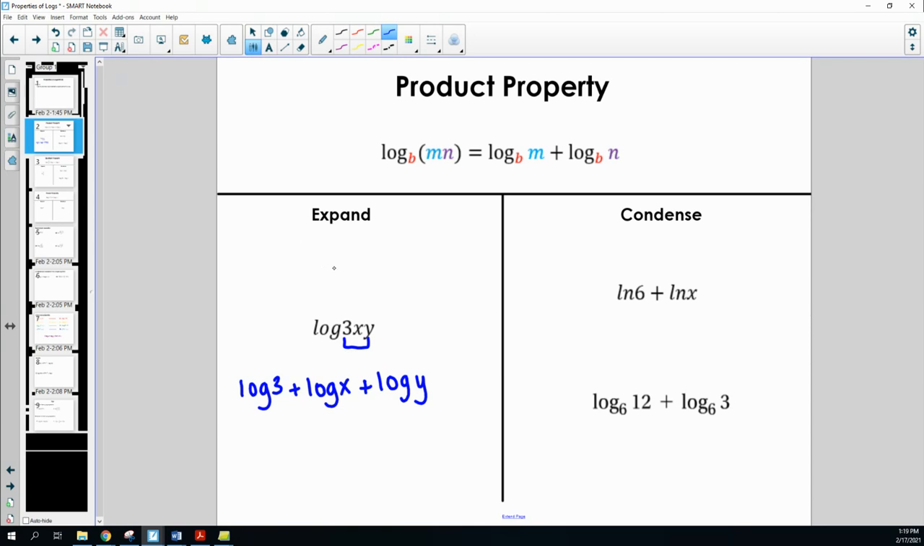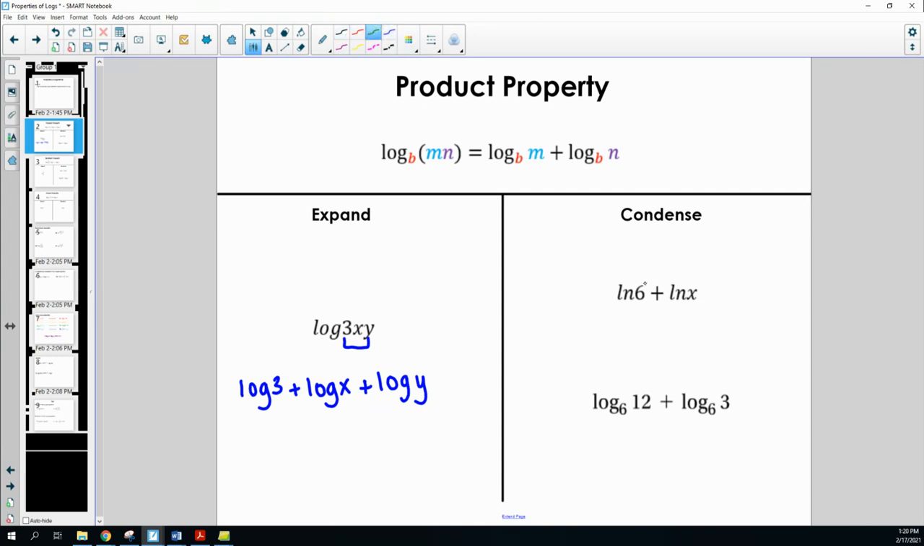When you're expanding, you start out with one log, and you should have as many logs as you need. In this case, there are 3 because there are 3 things being multiplied together, and we would have addition signs instead of multiplication. Now, if we wanted to condense it, we can go the other way. Looking back at the property up here, the main thing is that the base needs to be the same in both. As long as the base is the same and we're adding, we can multiply what comes after the log in order to condense it.